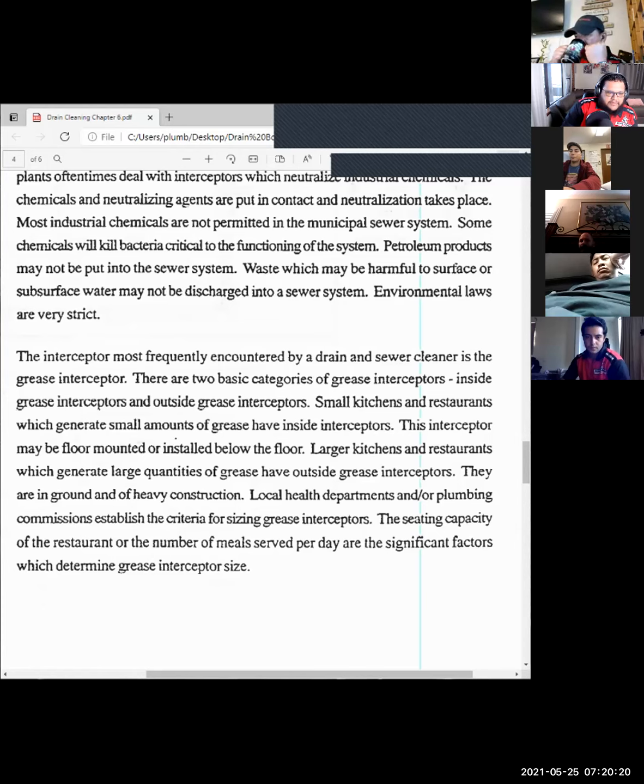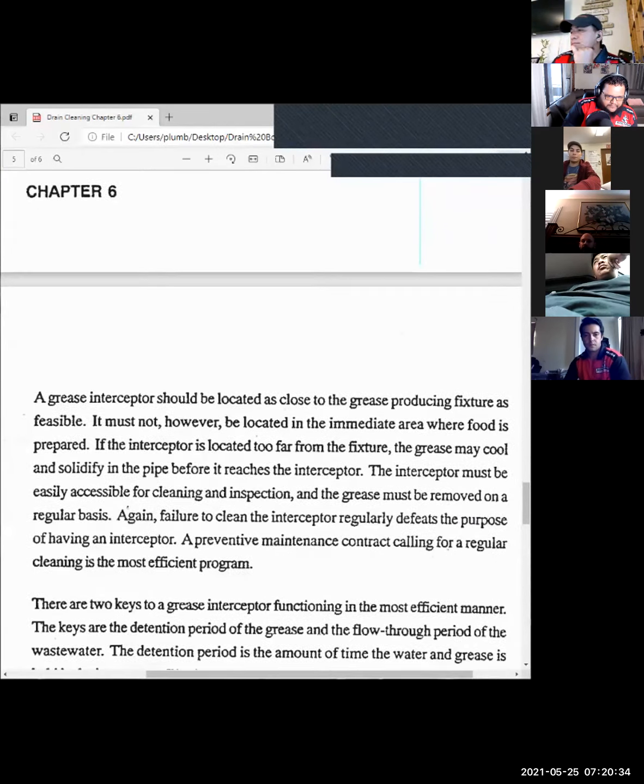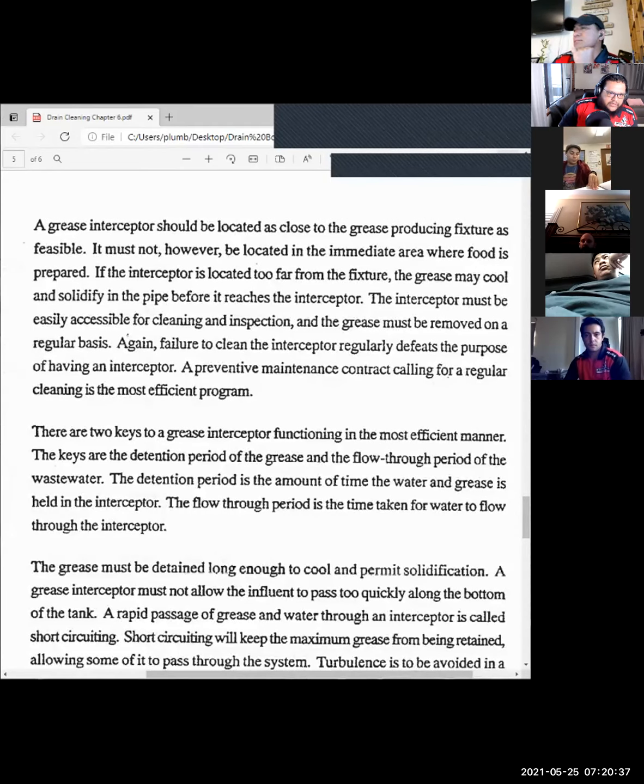They are in the ground and made of heavy construction. Local health departments and plumbing commissions establish the criteria for sizing grease interceptors. The seating capacity of a restaurant or the number of meals served per day are significant factors which determine grease interceptor size. A grease interceptor should be located as close to the grease producing fixture as feasible. It is not, however, to be located in the immediate area where food is prepared. If the interceptor is located too far from the fixture, the grease may cool and solidify in the pipe before it reaches the interceptor. The interceptor must be easily accessible for cleaning and inspection.